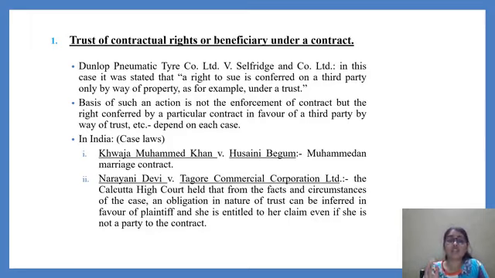Now the first case is Khwaja Muhammad Khan versus Hussaini Begum. This case is regarding a Mohammedan marriage contract. In this particular case, the contract was entered into by the plaintiff and the defendant's father. As per this contract, the defendant's father agreed that if the plaintiff marries the defendant's son, then he will allow pocket money in the form of an allowance to the plaintiff, and also a property will be set aside for the benefit of the plaintiff.